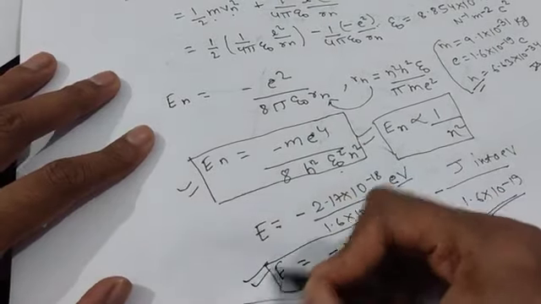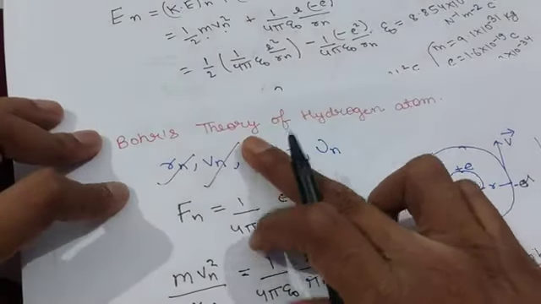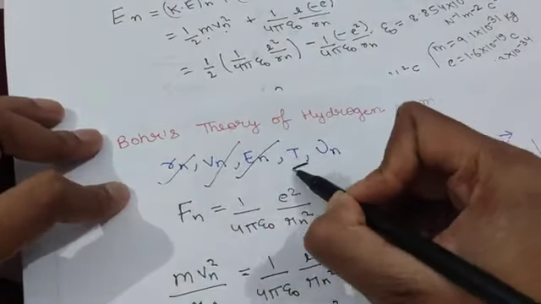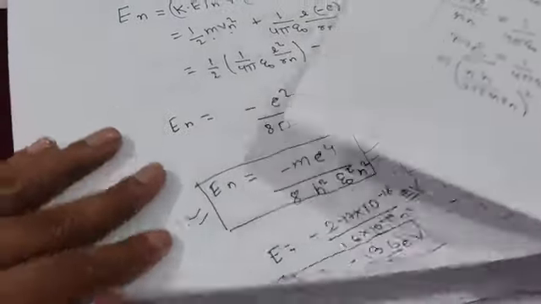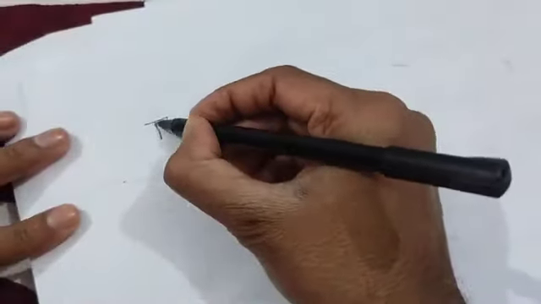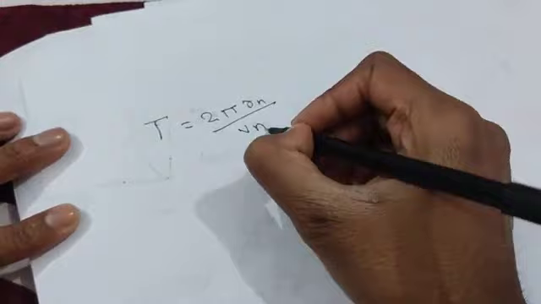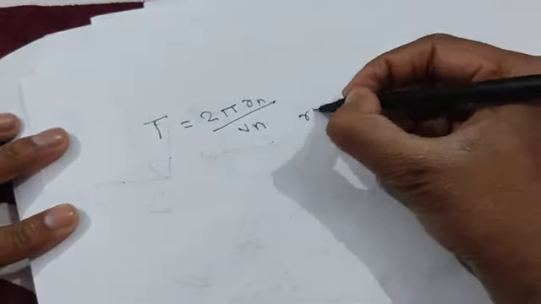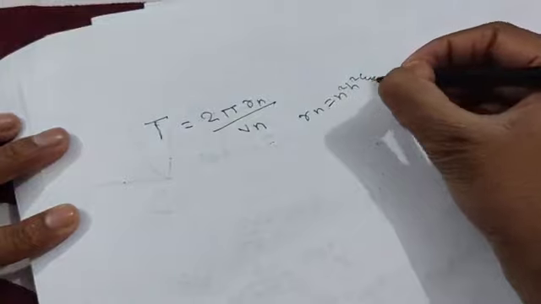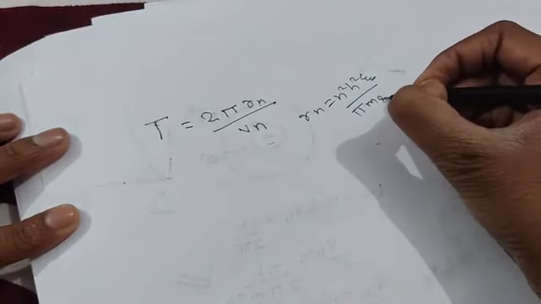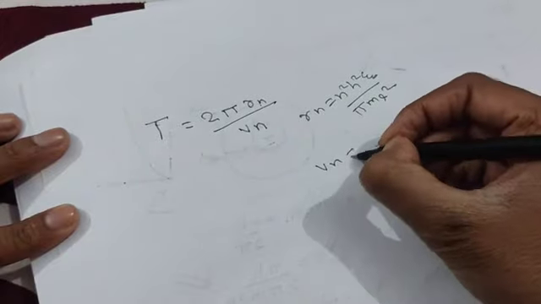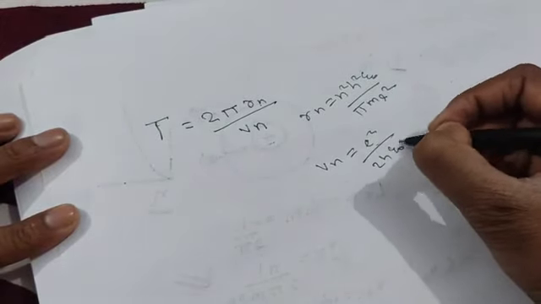Okay, so we are already done with Rn, Vn and En. Now we'll try to find the T. How will we find the T? T is equal to 2 pi Rn by Vn. And we know that Rn is equal to n square h square epsilon naught by pi m e square, and Vn is equal to e square by 2h epsilon naught n.